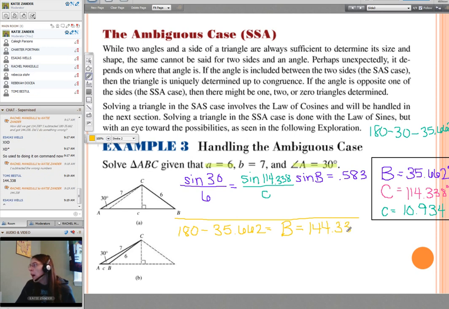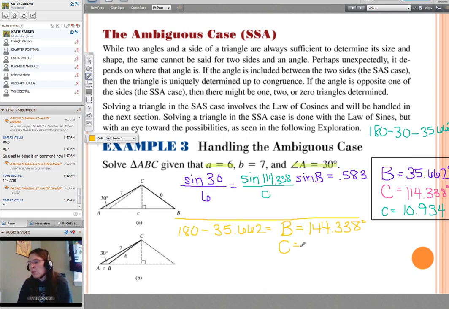144.338. So what happens if angle B is this large obtuse angle instead? How is our triangle going to change? Can we construct another triangle with an obtuse angle with that measurement? Well, let's see. Angle A is still going to be 30 degrees, but now angle B, we're going to say, is that obtuse measurement of 144.338.